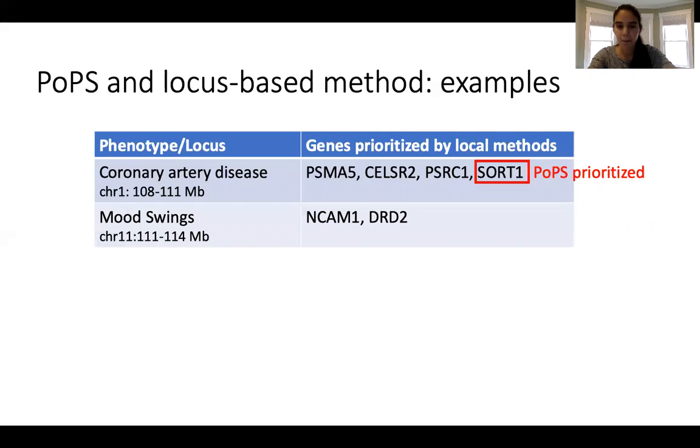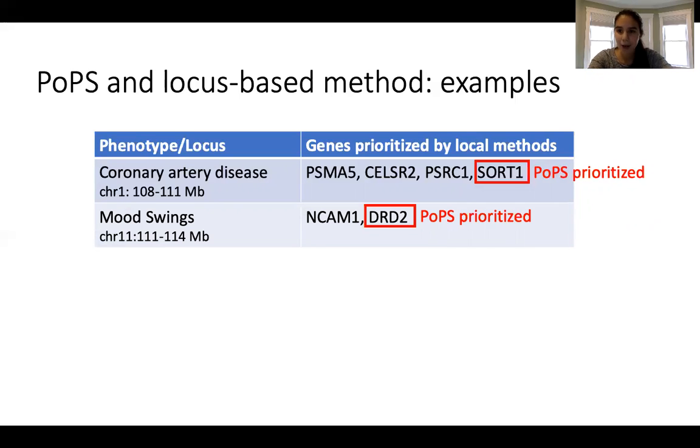Then there's this phenotype, mood swings, in the UK Biobank, where people just answered on a questionnaire, does your mood tend to go up and down? And about half of the people said yes, and half of the people said no. And then they did a GWAS on that phenotype. And at this particular locus, there were 2 genes that were prioritized by local methods. And POPS prioritized DRD2, which is the receptor for most antipsychotic drugs.